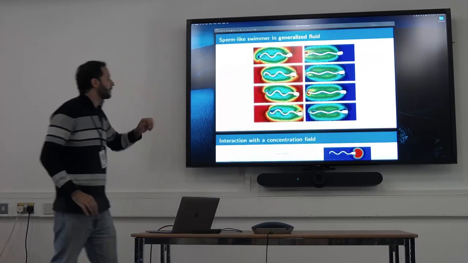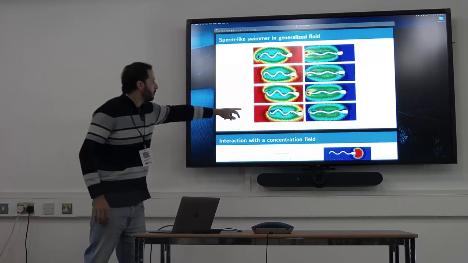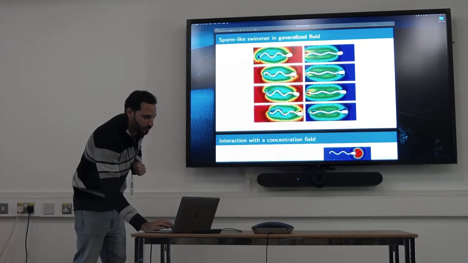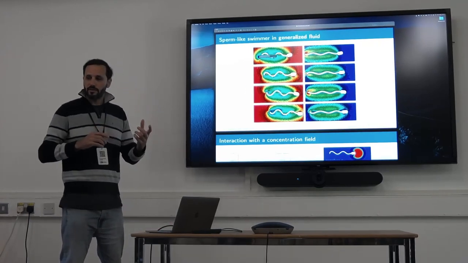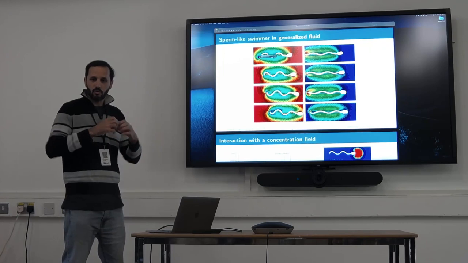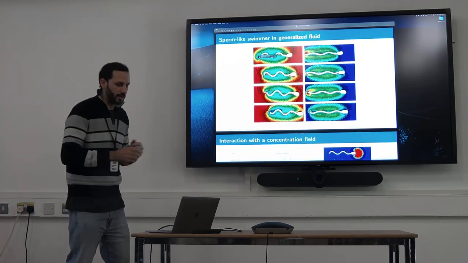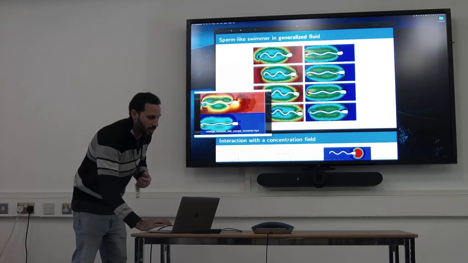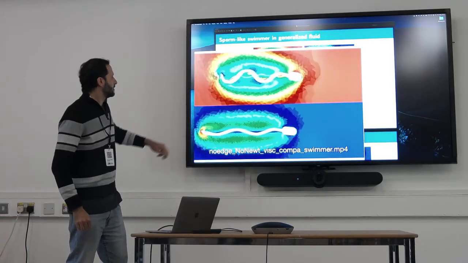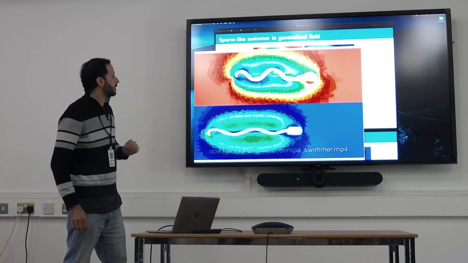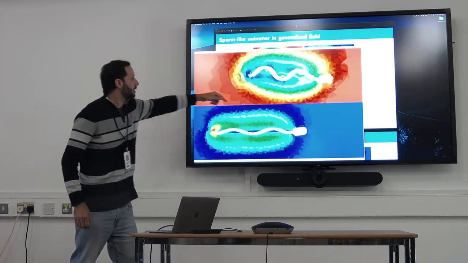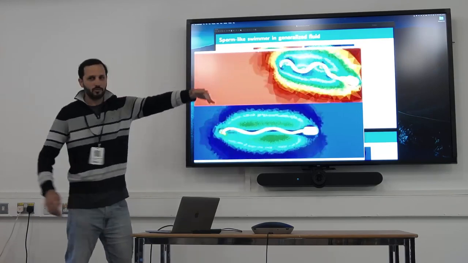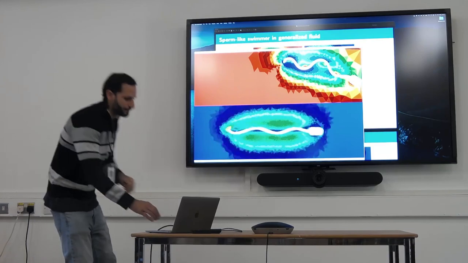This is a swimmer. Here I'm comparing a swimmer in a shear thinning and a shear thickening fluid. Remember that I'm not imposing the kinematics. I just impose the curvature that I try to attain. But then, as a result of the interaction with the fluid, it will deform less or more, and it will swim faster. This is a viscosity field. So you see, in the shear thinning case, it's swimming faster. There are some imperfections, of course, in the mesh, so it starts to move in that direction.